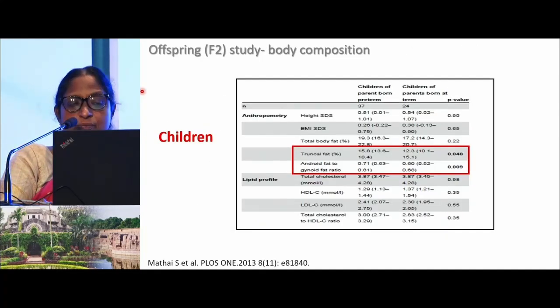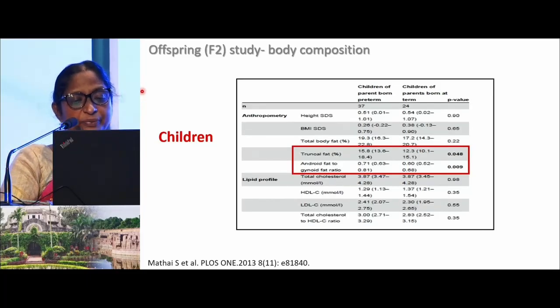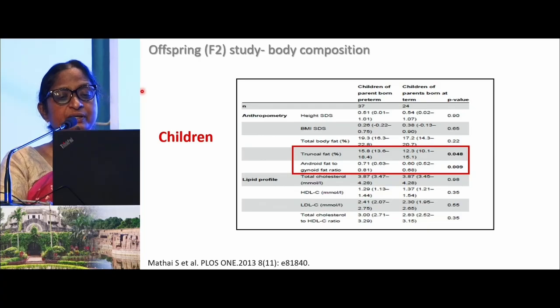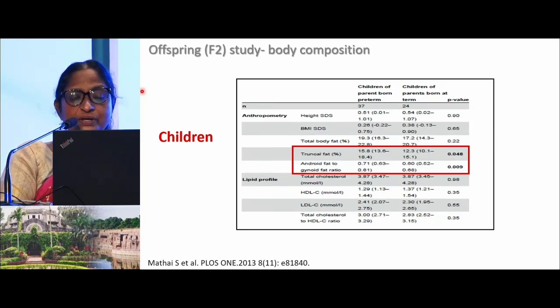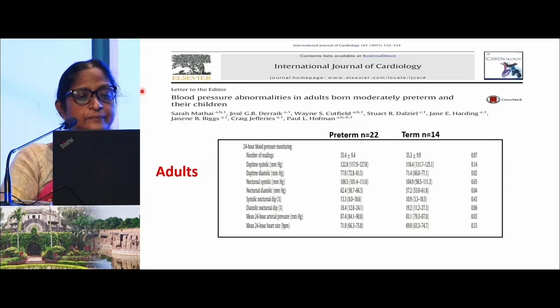Coming to the body composition in the children, these are all term-born children, and we see that just like their preterm-born parents, the offspring of preterm-born parents also had increased truncal fat and android fat to gynoid fat ratio. In all the other parameters, they were similar.